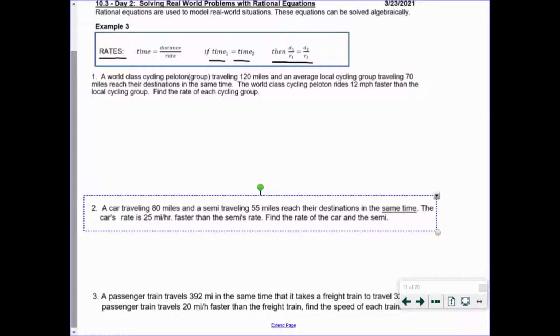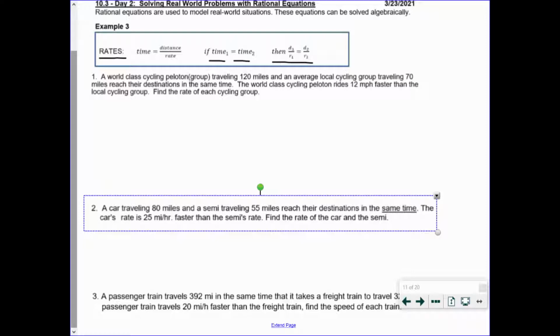We're told that a world-class cycling peloton is traveling 120 miles, and an average local cycling group is traveling only 70 miles. But they both reach their distance in the exact same time, so the time of the peloton group and the local group are equal. The peloton is going 12 miles per hour faster than the local group. We need to find the rate of each cycling group, and by rate we mean how fast they're going, their speed in miles per hour.